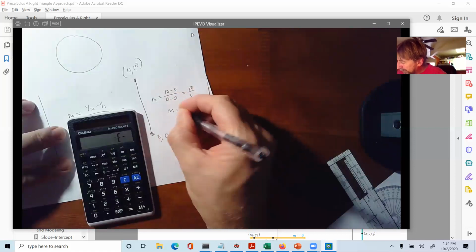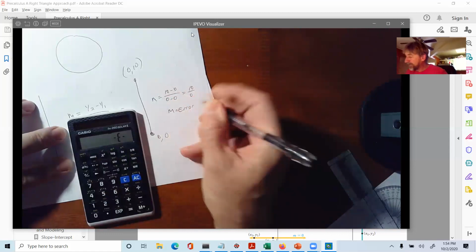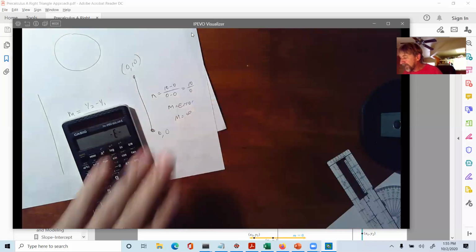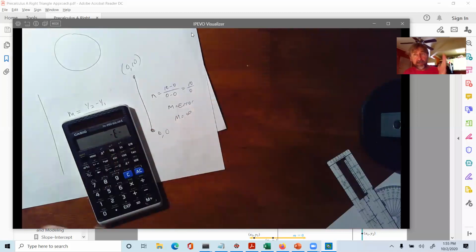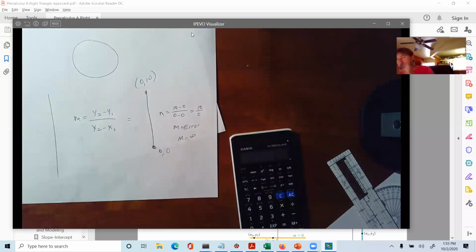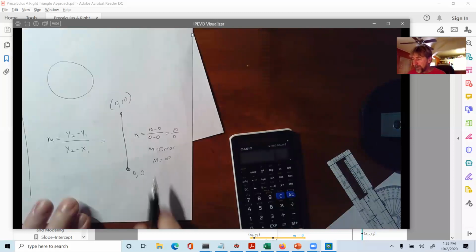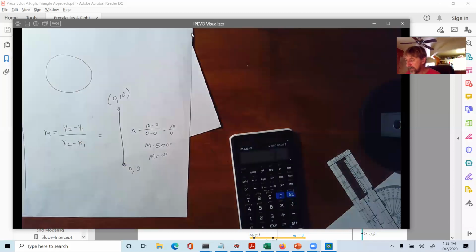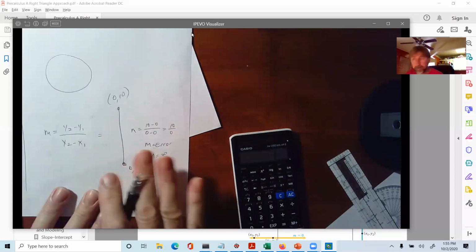M equals error. What the heck do I do now? It's an infinite slope. They really should say m equals infinity, but they don't. They call it an error. They say, oh, you can't have... it's just an infinite slope. And usually what we do is we cap it, and we're going to cap it at R. Sorry, more on that later.